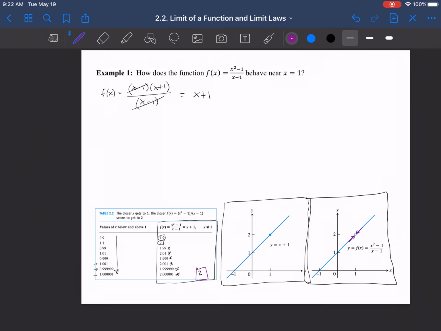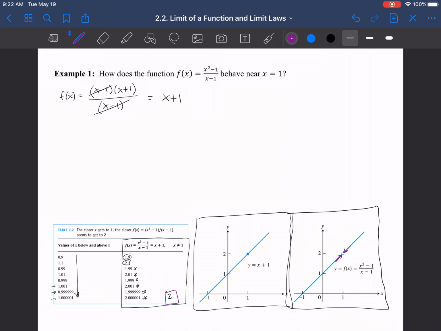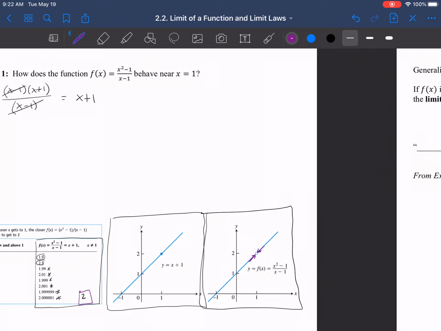So its behavior near 1 is that it goes to 2. We can't look at its behavior at 1. We can't see what it does at 1 because it's undefined. We can only look at what it does near 1.